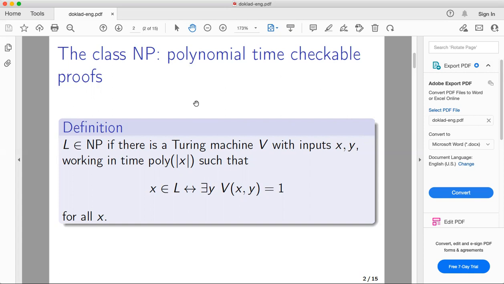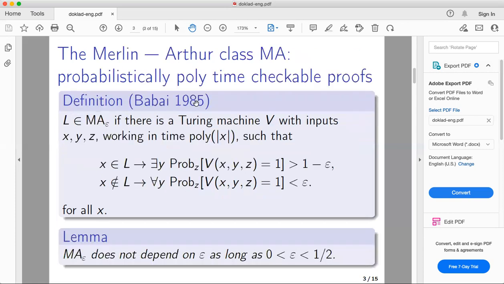We will need also the generalization of this definition, in which we allow V to be a probabilistic polynomial time machine. This generalization is called the class MA, Merlin-Arthur class. We will regard probabilistic machines as deterministic machines with auxiliary random input Y, Z. And so in the formal definition of the class MA, we fix some parameter epsilon, which is a constant strictly less than 1/2.